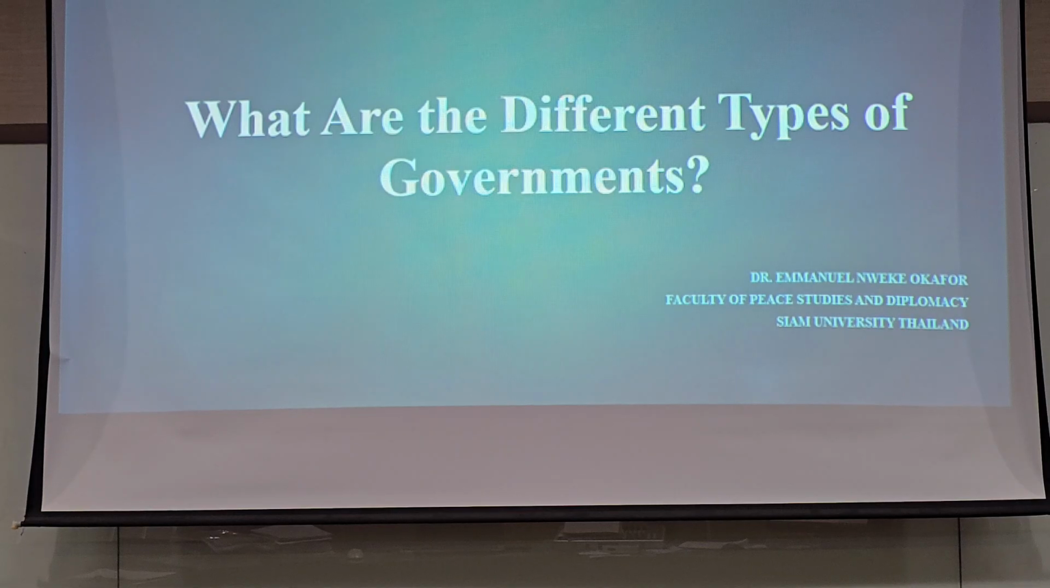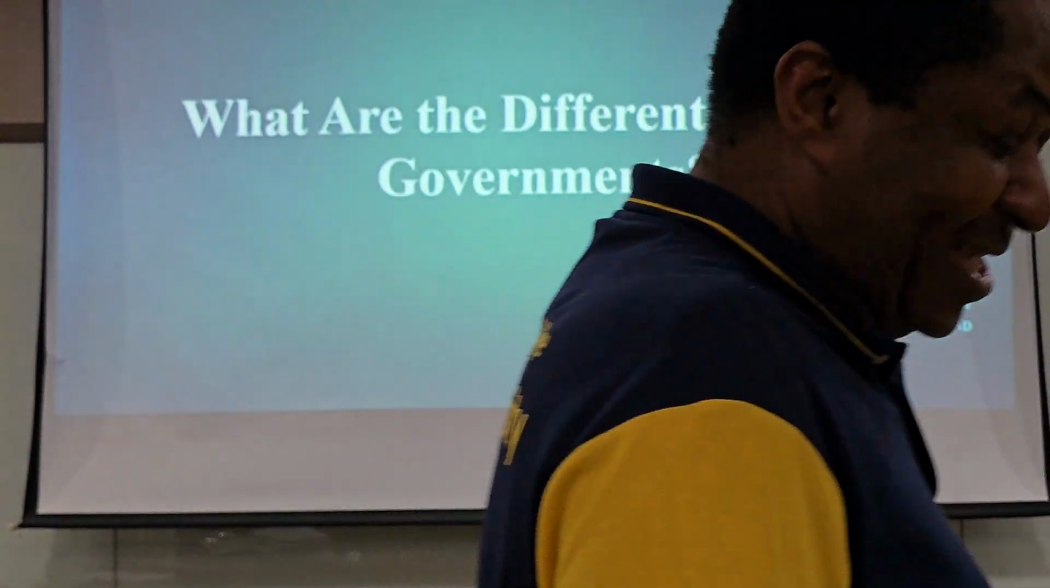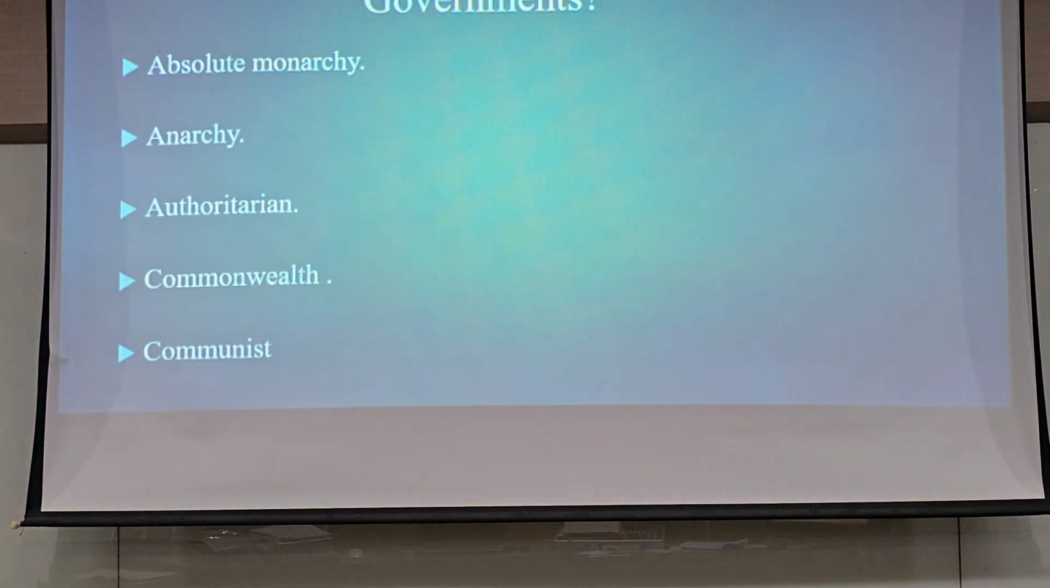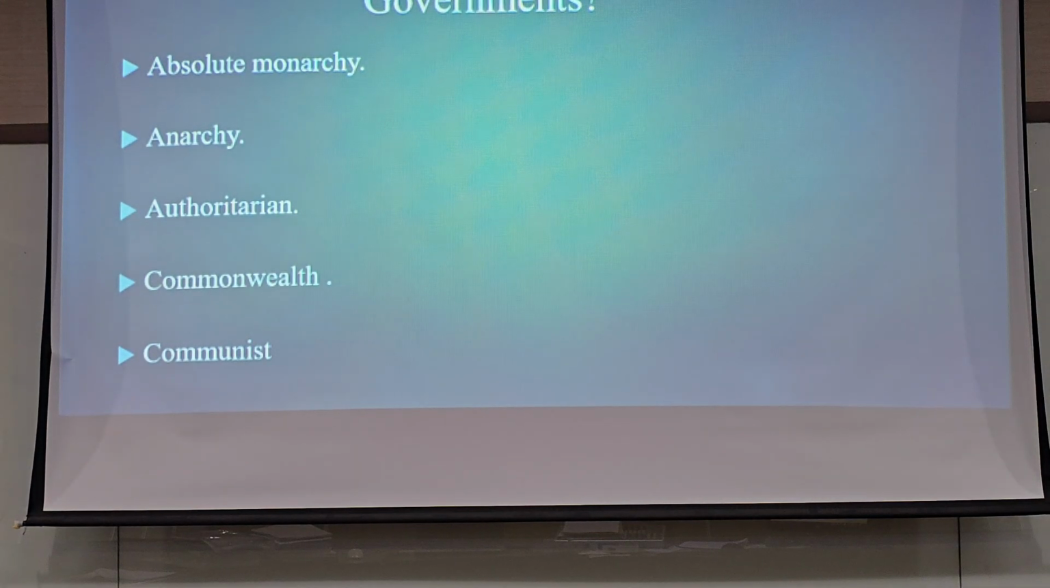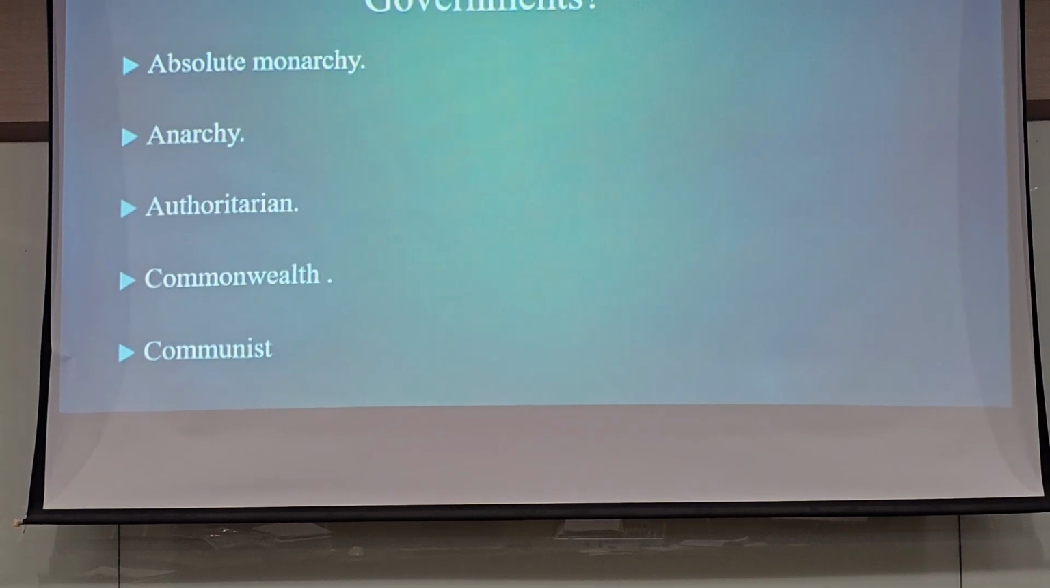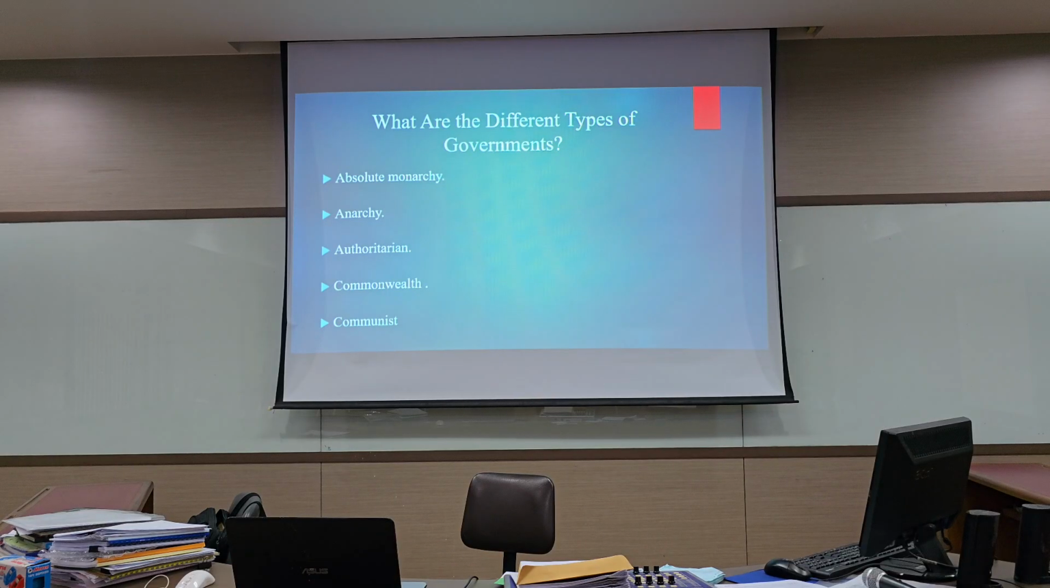So we have unilateral. Okay, so now, what are the different types of government? Absolute monarchy. Do you know what absolute monarchy is? Only the king. Then anarchy. It is there for political reasons. Nobody is in charge, but it's a government.